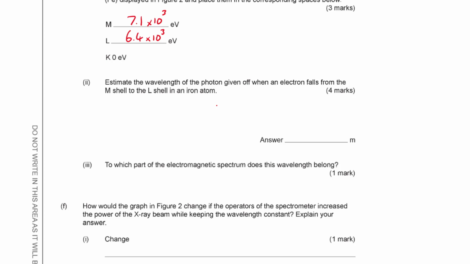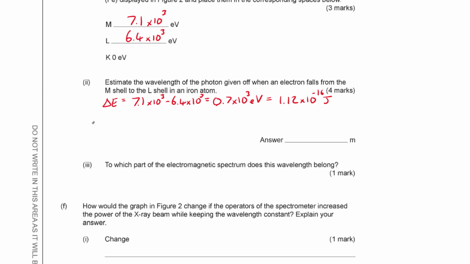Now part 2, it barely gives you any space to do it, unfortunately, but it's asking you what the wavelength of the photon is as it goes from M to L. So the first thing you want to do is work out what the energy difference is between M and L using your values above. So 7.1 times 10 to the 3, take 6.4 times 10 to the 3, and I end up with 0.7 times 10 to the 3. And that's in electron volts. So in joules, that's going to be 1.12 times 10 to the negative 16 joules.